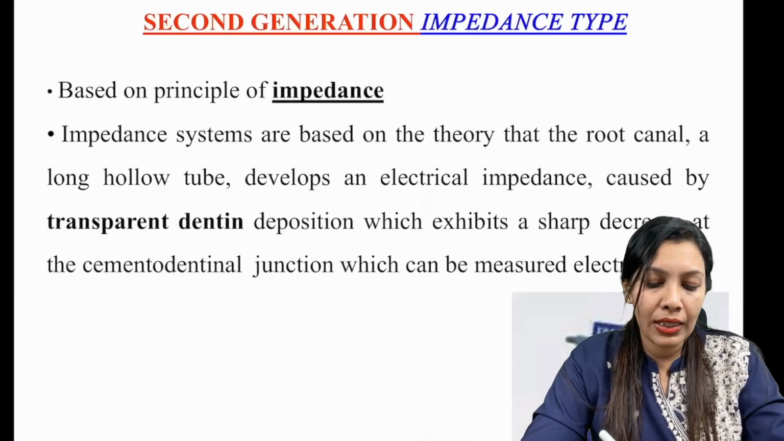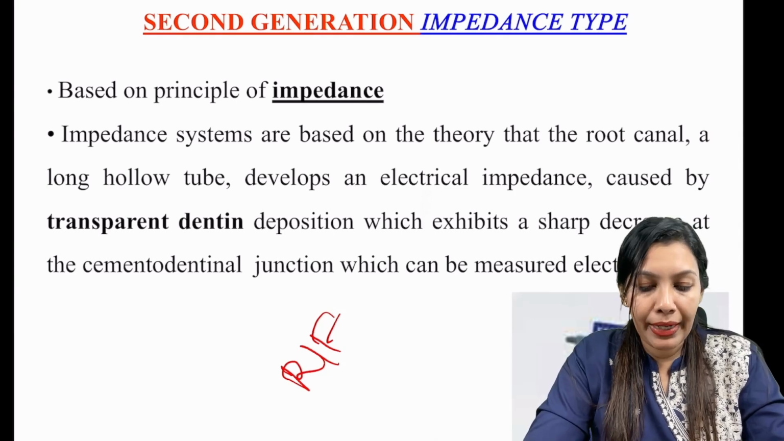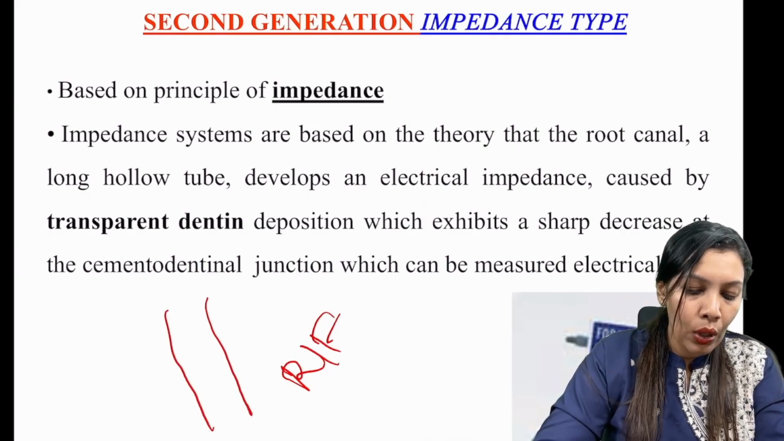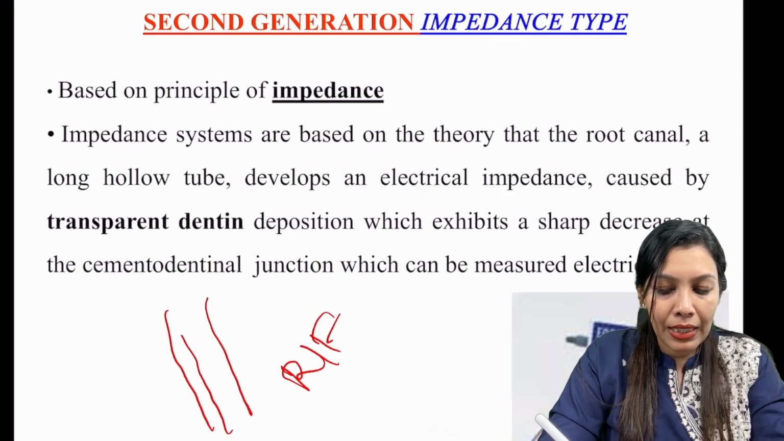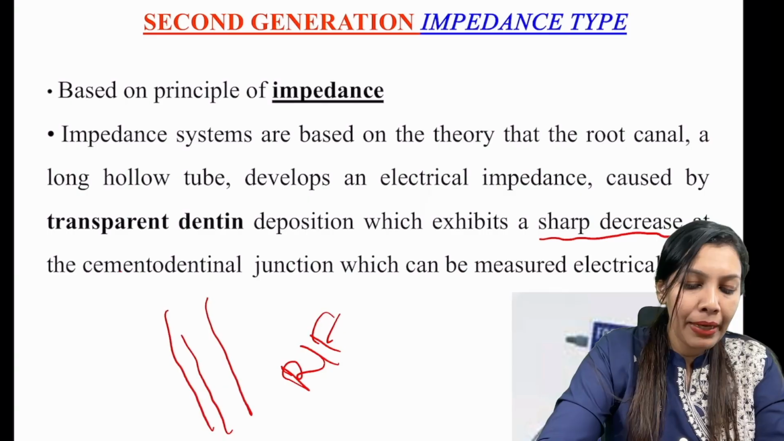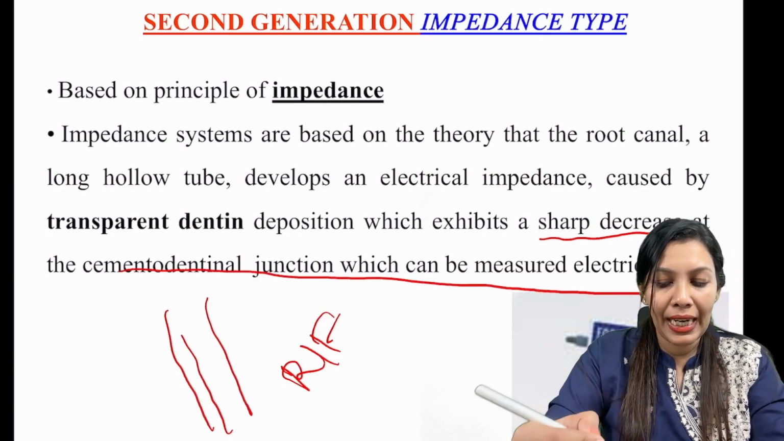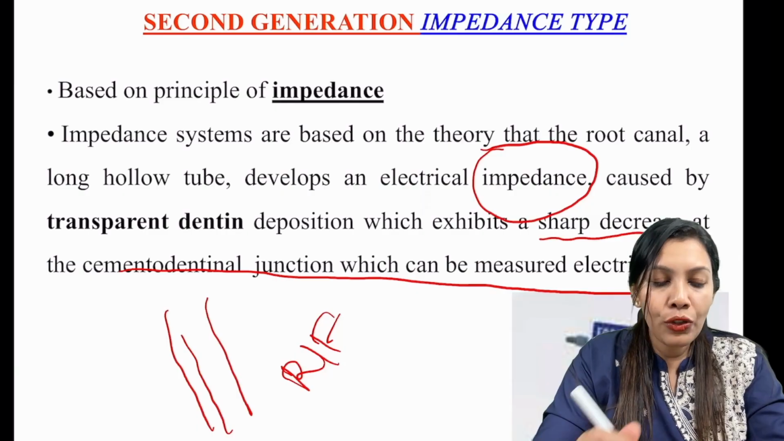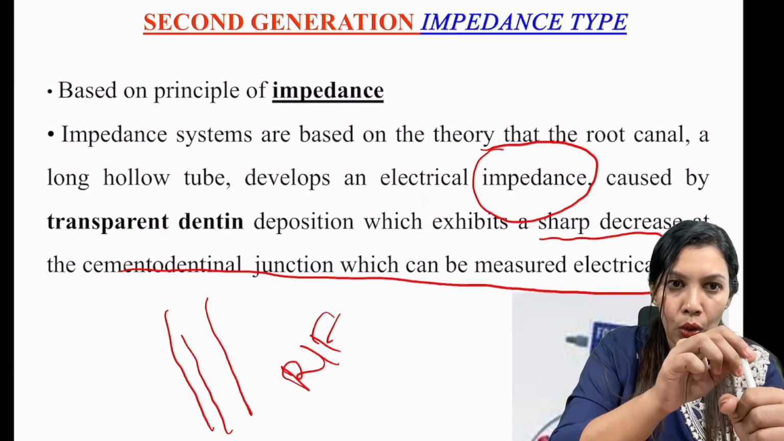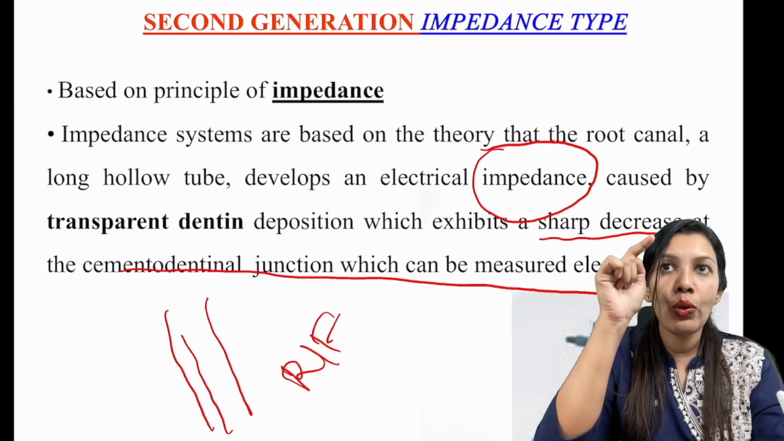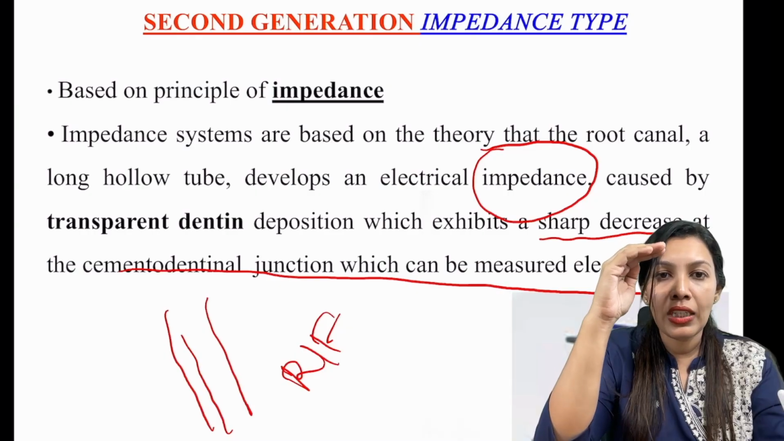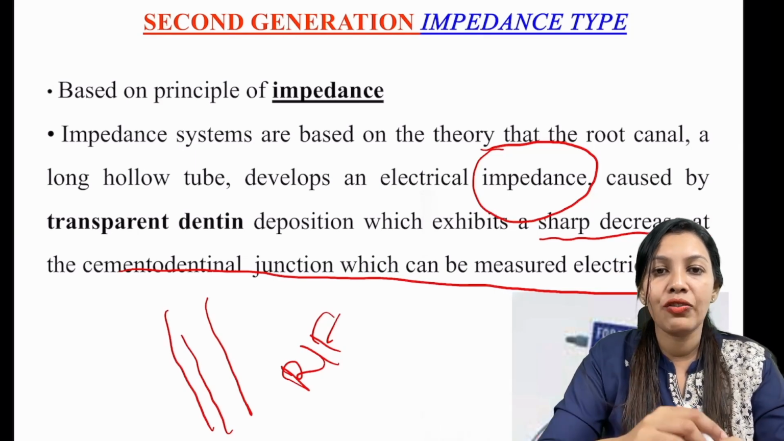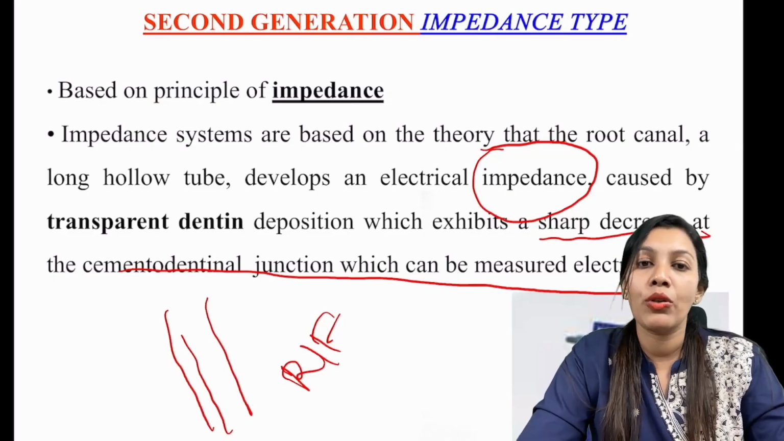Second generation, as the code suggests, it is RIF, that is impedance. Impedance is based on the concept that our root canal is hollow. So there is a sharp decrease at the cemento-dentinal junction which can be measured electrically. Impedance is calculated as we move to the cemento-dentinal junction. As we move to the lower part of the cemento-dentinal junction, the value comes down from a higher point. There is a sharp decrease which suggests that it is the cemento-dentinal junction.